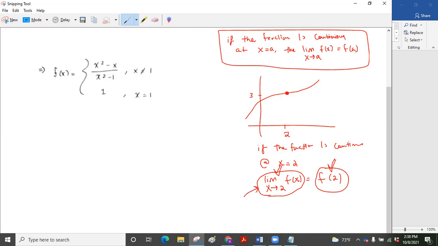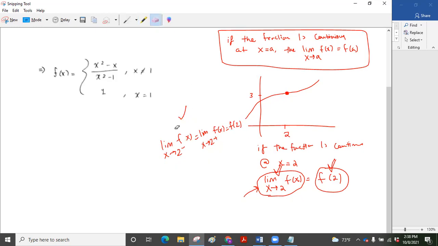Remember that this sort of implies that the limit exists from both sides. So actually what you want to check is if the limit as x approaches 2 from the left of f of x is equal to the limit as x approaches 2 from the right of f of x equals f of 2. So if these three conditions equal themselves, then we'll say that the function is continuous at that value.